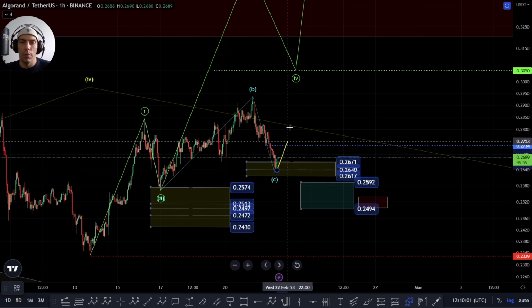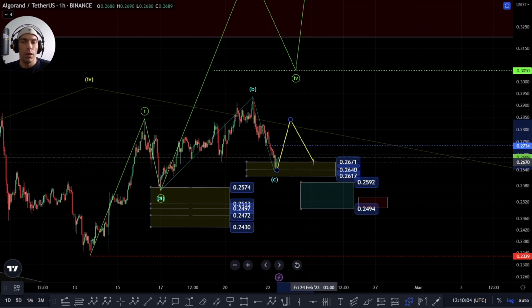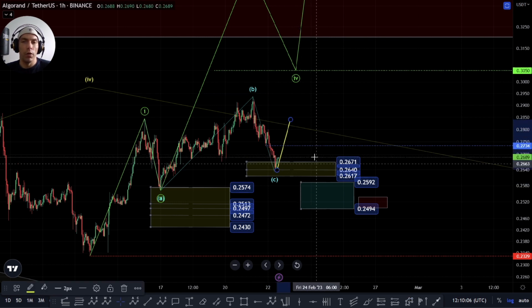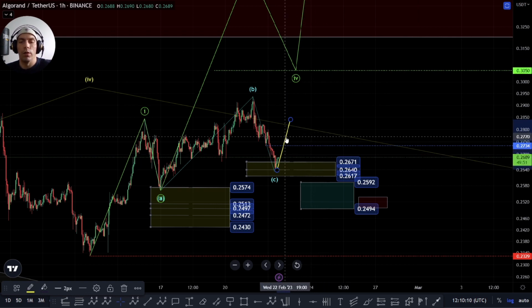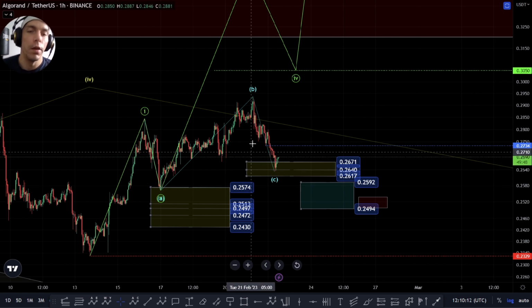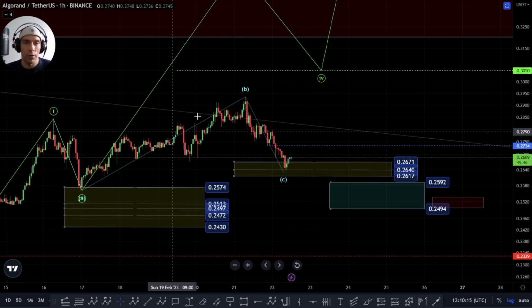Obviously, while we're setting up our first 1 and a 2, it can be a little bit choppy within these moves. But once that third wave comes in, you'd want it to get quite strong and quite impulsive in nature. So that's looking at this as a 1, 2.